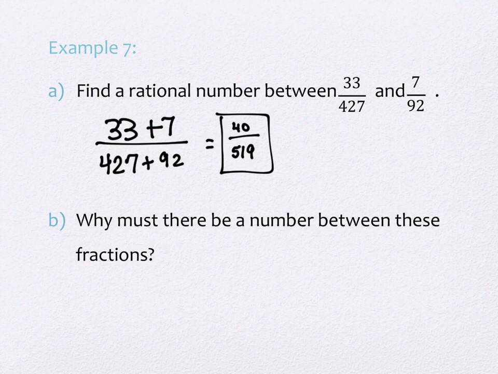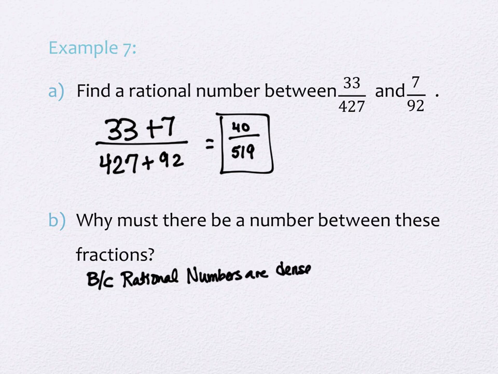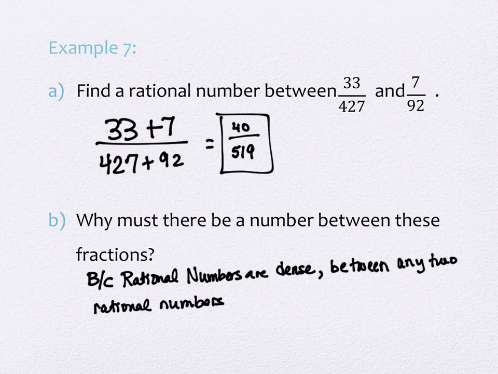So why must there be a number between these fractions? The reason is because rational numbers are dense. We're using the word dense here like the word thick, and I don't mean thick like stupid. Some people use the word dense like that. That is not the context here. Dense means it's really dense like a cake, really thick. It means there's a lot of substance there. There's a lot of numbers in between there. Numbers are dense. So the reality is that between any two rational numbers, there is another rational number.